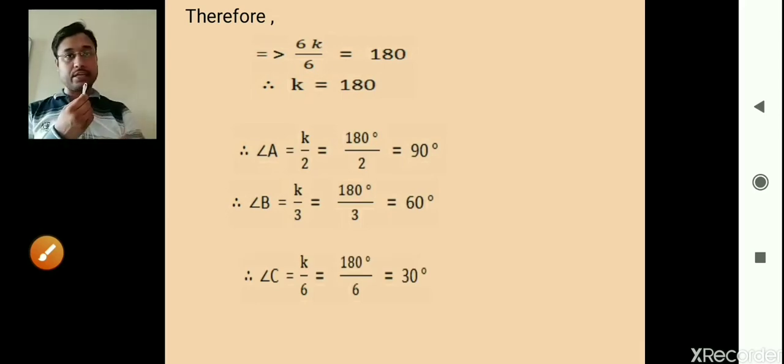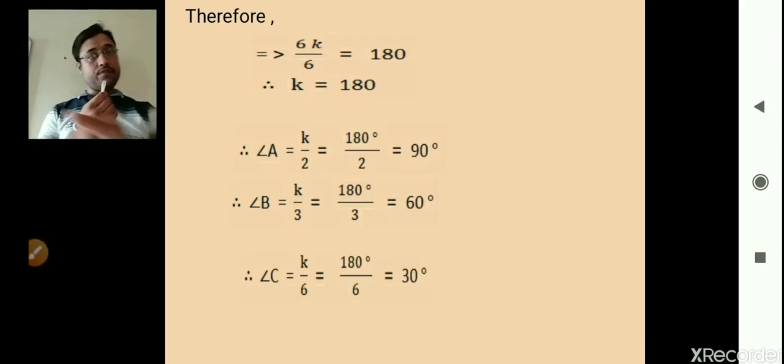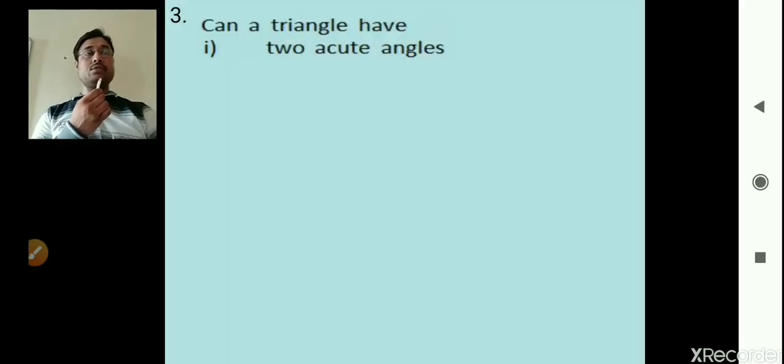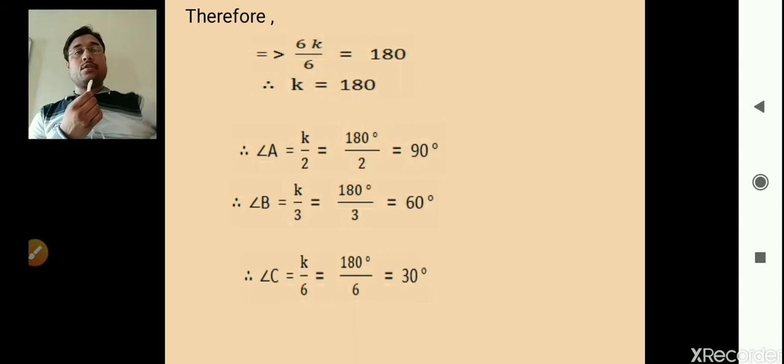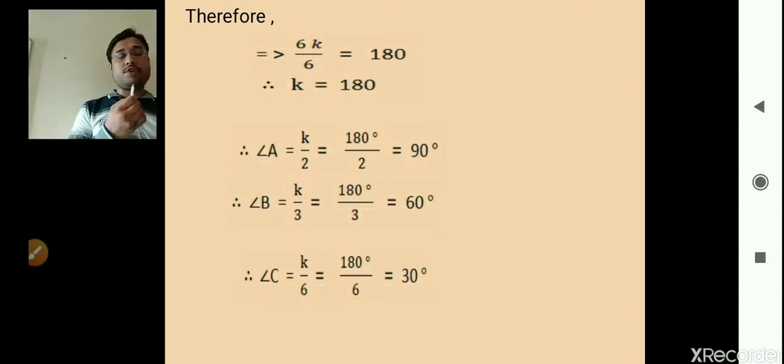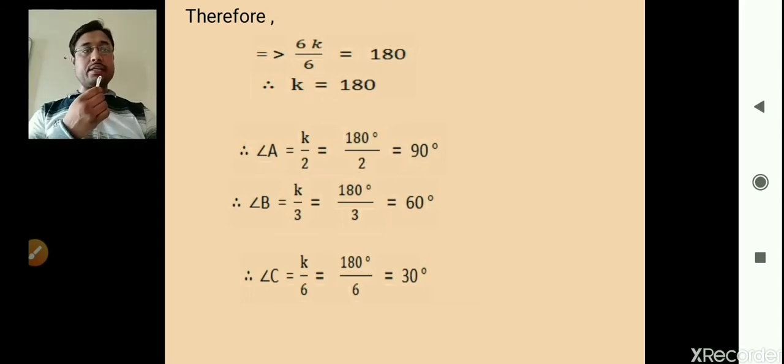Next, angle C is k by 6. By question we have got, if that equation value is k, then angle C is k by 6, means 180 by 6, because k value is 180, so it is 30 degree. Understood? So this way you can find all the angles. That only we have to find: angle A, angle B and angle C.